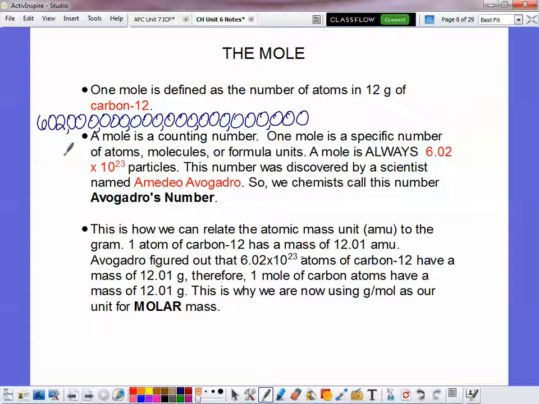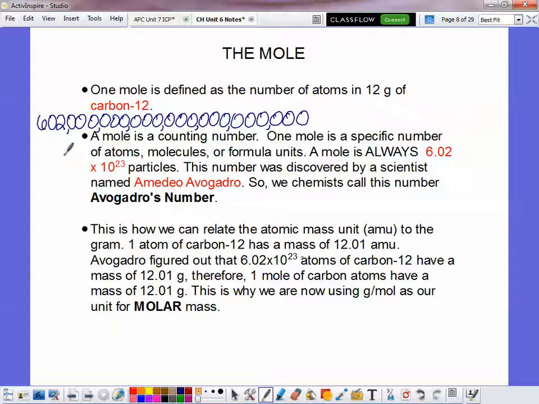So we call this Avogadro's number, named after the guy Amedeo Avogadro, who figured this out. And yes, I know Avogadro makes you think of avocado. That's fine, but it is Avogadro. What are avocados generally made for? To make guacamole? I didn't get as big of a reaction out of you guys as I did in 7th and 8th.